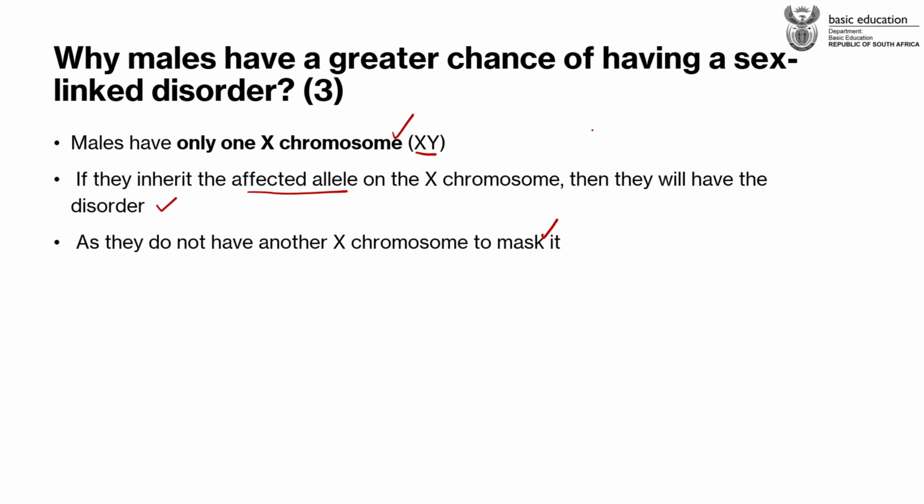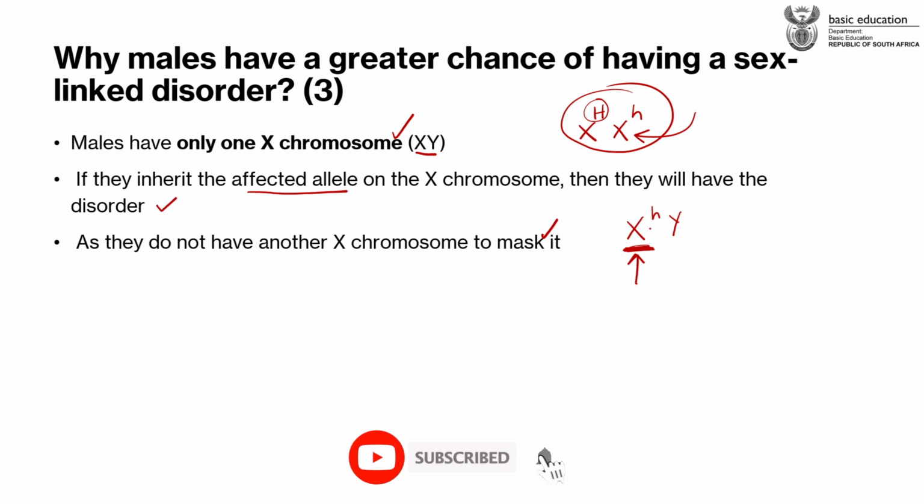But a female can have a state like this, X H, X h. This female has an X chromosome with a recessive allele, but she is normal because the dominant allele is masking it. But for a male, once he gets this X with a small letter h, he will be affected because he does not have any other X chromosome to mask this condition.